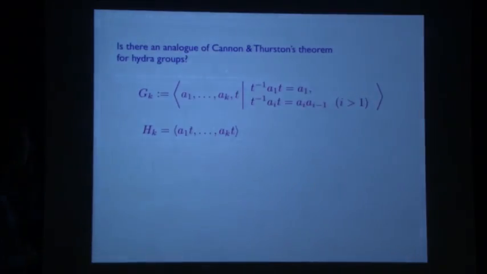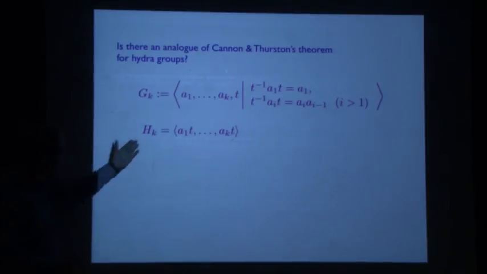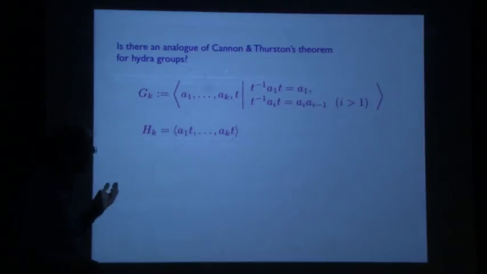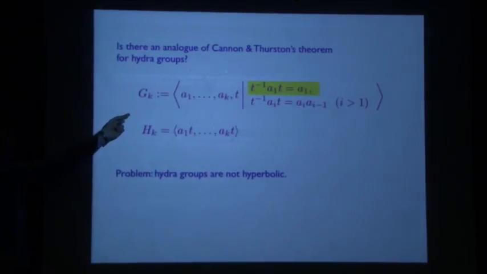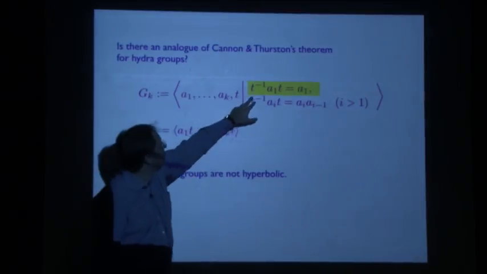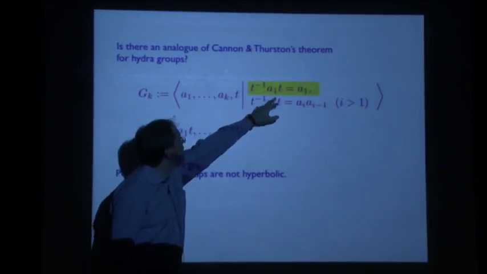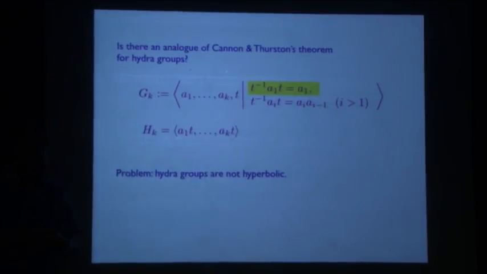Okay. So then we could ask, is there an analog of Cannon-Thurston's theorem for these Hydra groups, for these HK sitting in GKs? But this is actually problematic because these aren't hyperbolic. They're non-positively curved. They're CAT(0), but they're not hyperbolic. They're not hyperbolic because, really, because of this relation: T commuting with A1. There's a Z cross Z subgroup inside GK, and that's an obstruction to being hyperbolic.